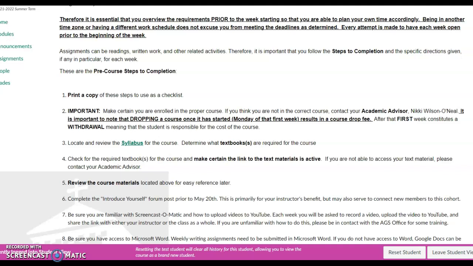I have uploaded a syllabus for the course. And then you want to check and make sure that you have a required textbook. Now, Flat World happens to be the publisher for this textbook, and I think that some of you may have had an issue actually accessing the digital copy of this textbook.